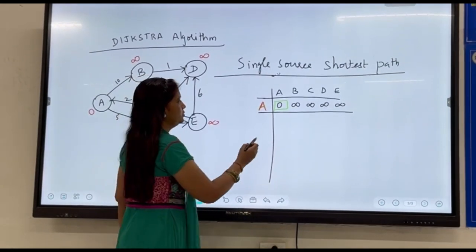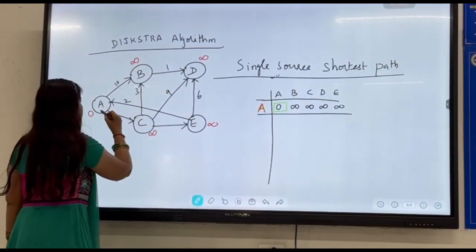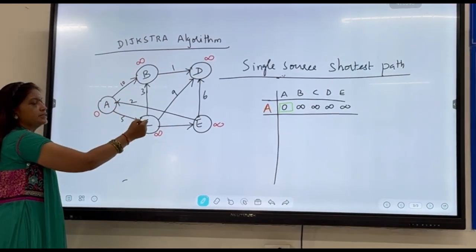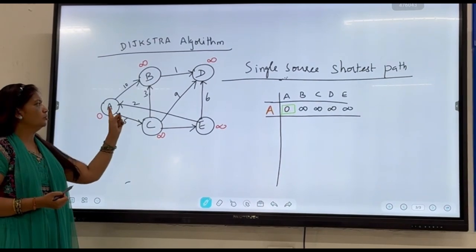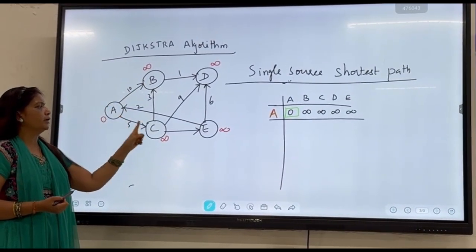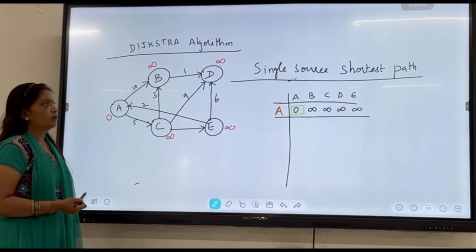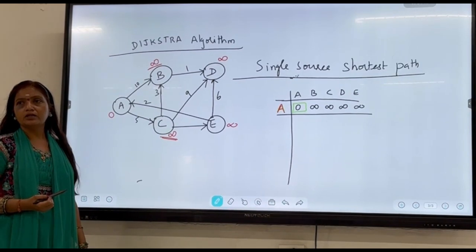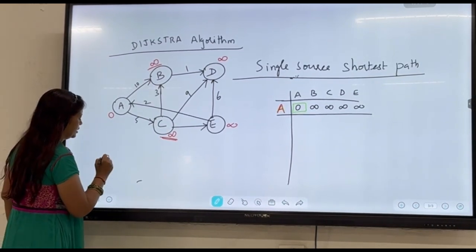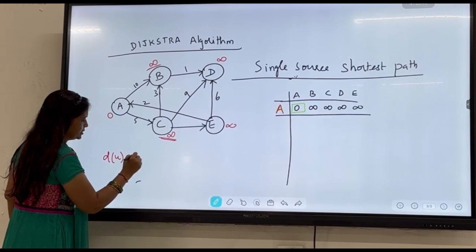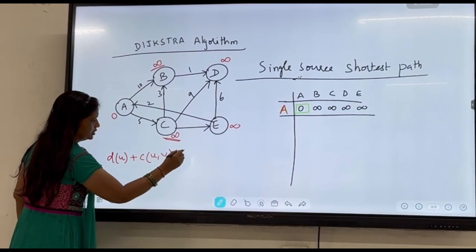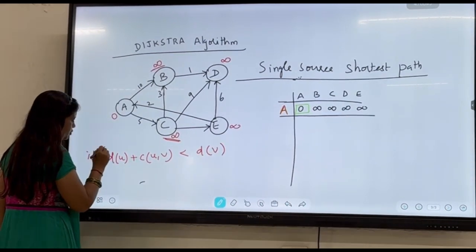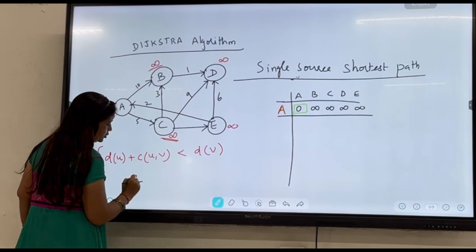Okay. Now from node A, check the adjacent nodes of node A, B and C. So this is a directed graph. So I have two arrows, A to B and A to C, I have one path each. Now I have to find out the shortest path from A to B and A to C. So I am going to use the formula: distance of U plus the cost of U to B is less than the distance of B. I am going to use this condition and I am going to update.